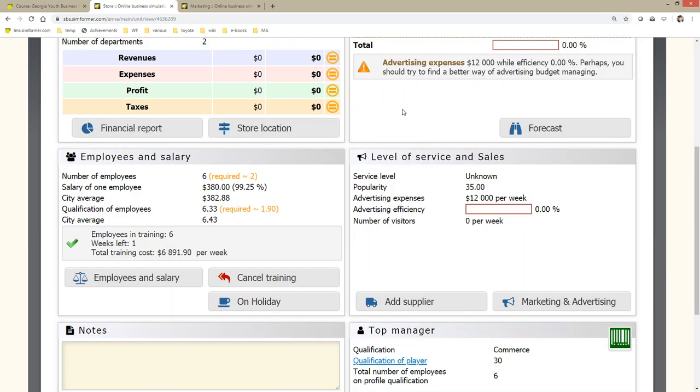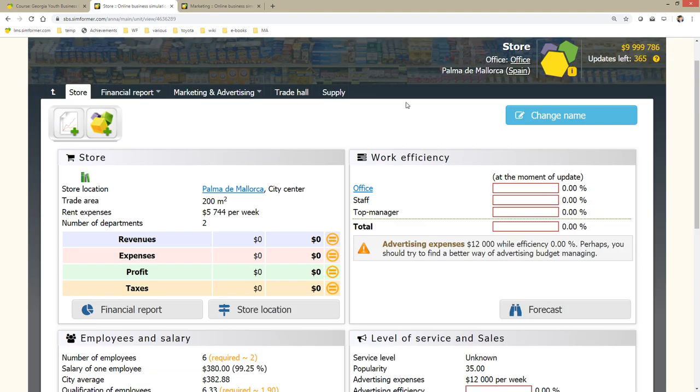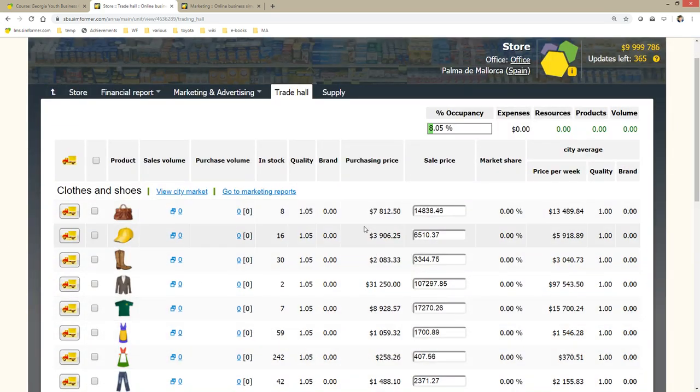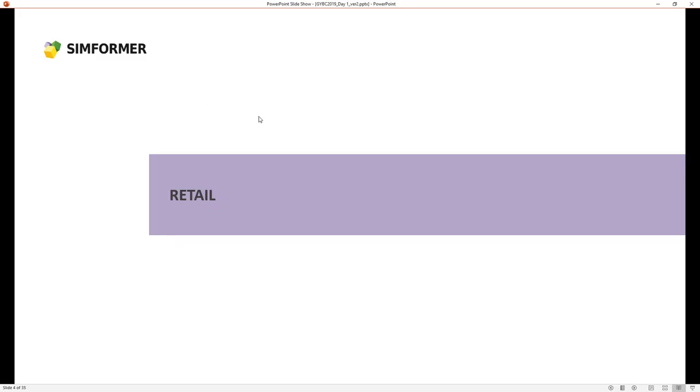What you need to go through, and as you can see, there are certain decisions already made, but before we carry on, these are the main tabs of the store. The store is where the management is done, and the trade hall is where the whole selling of the production that you have is made. Before we carry on, let's ask ourselves what retail is all about.